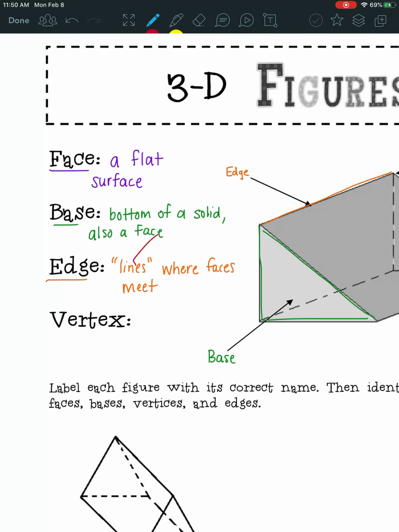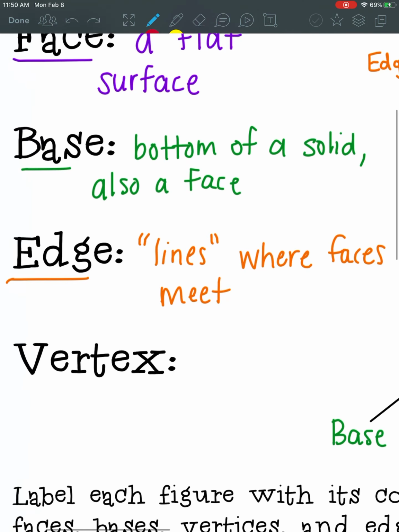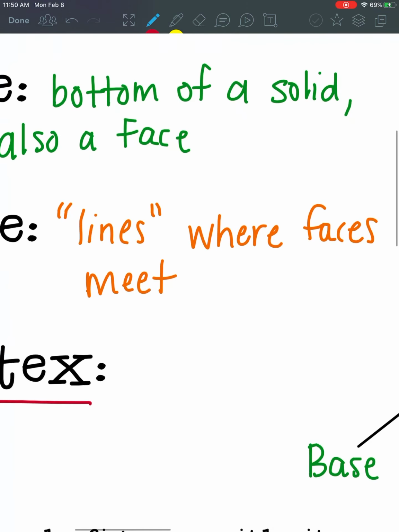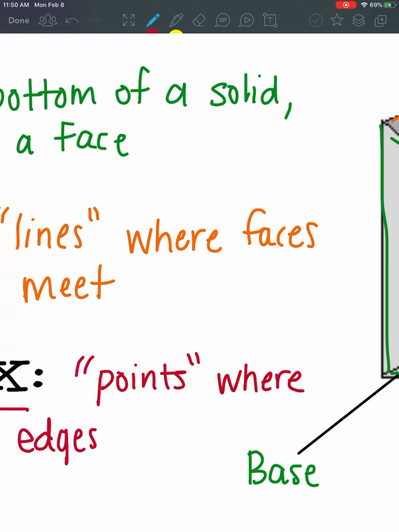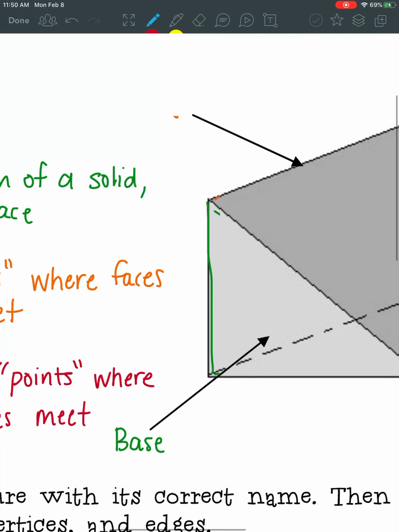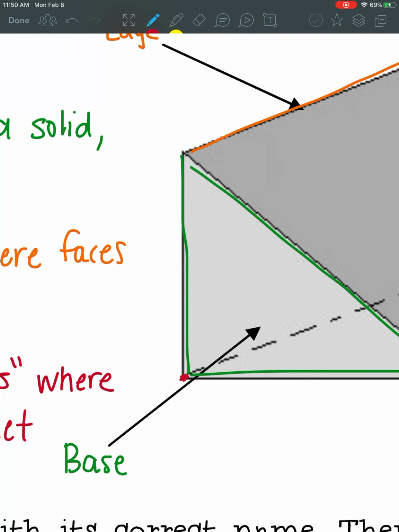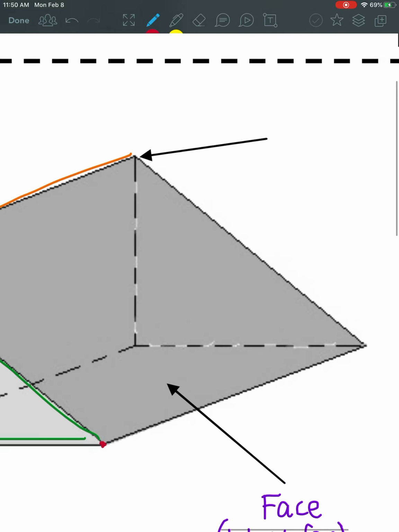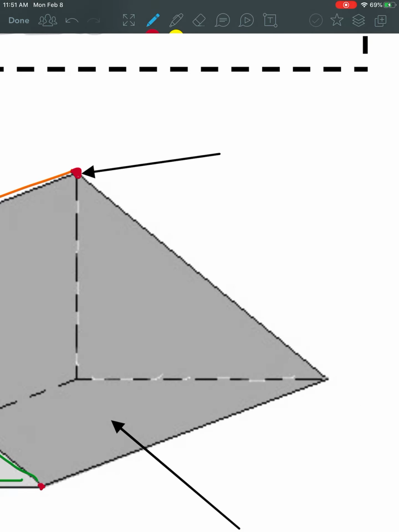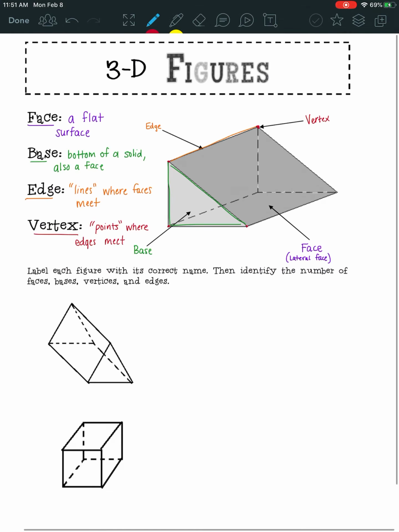And last one, a vertex, kind of similar where we said lines where the faces meet. Well, vertex or vertices are points, and that's where the edges meet. So for example, these red dots that I'm making, those are all vertices. So over here is pointing to a vertex. So there are our four definitions.